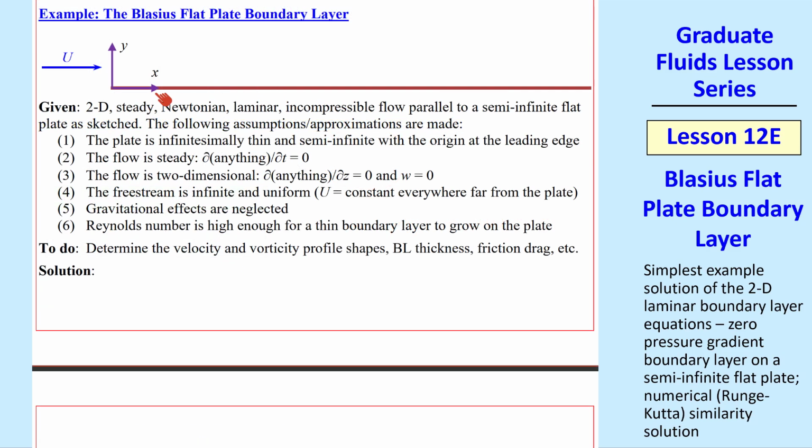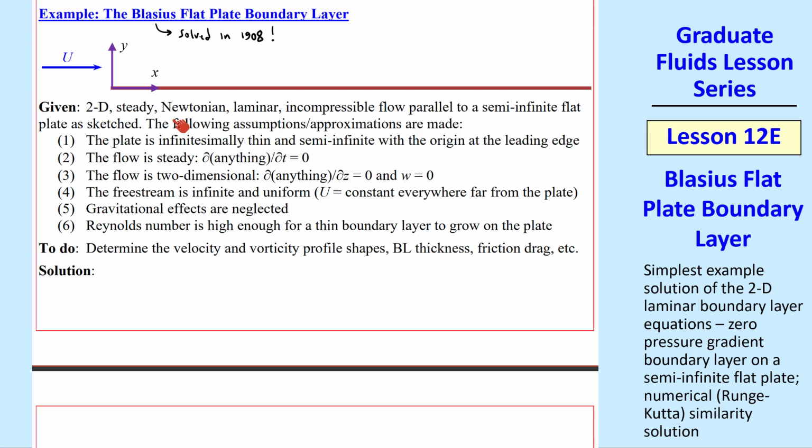Here's the setup. We simply have a flat plate that's infinitely long, but starts at x equals 0. Our coordinate system is aligned exactly with the plate. We name this after Blasius because he was the first to solve this problem way back in 1908. This is the classic boundary layer problem.